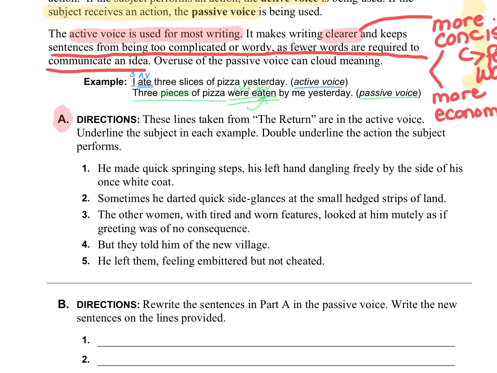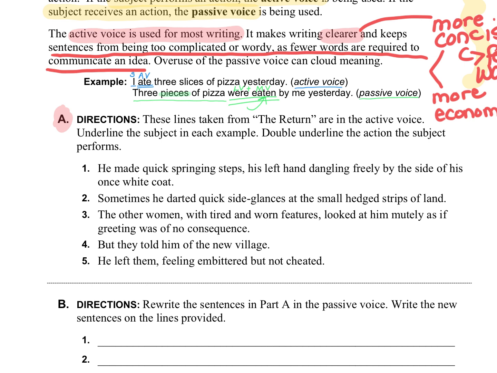And the directions say these lines are taken from the story. So these lines come from the story we just read. They're all active voice. So for every single one, you're going to find the subject, and the subject will be doing something. And what the subject is doing will be our action verb, because they are active voice. Okay? We're underlining the subject, and we're double underlining the action verb.